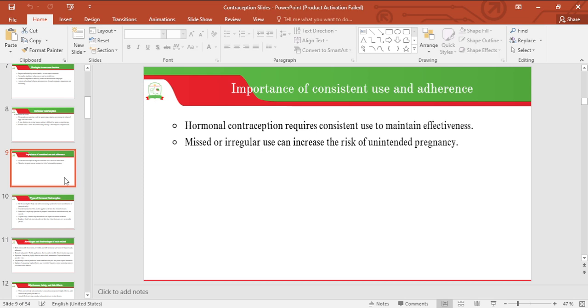It means that if you are taking the hormonal method of contraception, you need to take the pill every day at the same time. If you cannot take the pill every day at the same time, then it means that the pill will not be effective enough because you are not taking it at the same time and consistently. Missed or irregular use of the pill can increase the risk of unintended pregnancy.